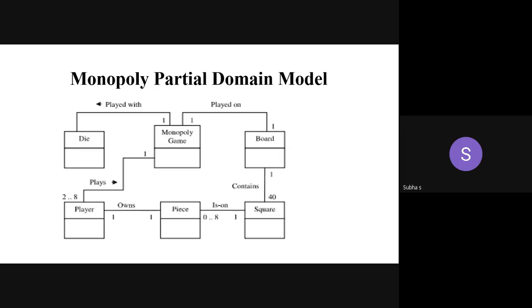So now this thing we have to continue from today's session. So this is the partial domain model for the Monopoly game. In the last session, we discussed about the Monopoly game.